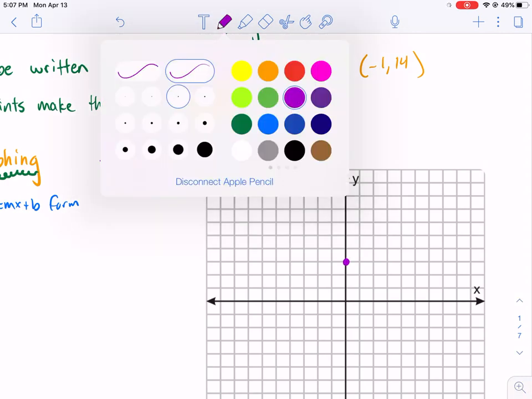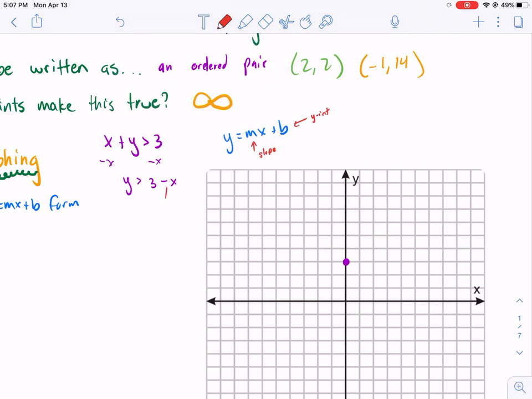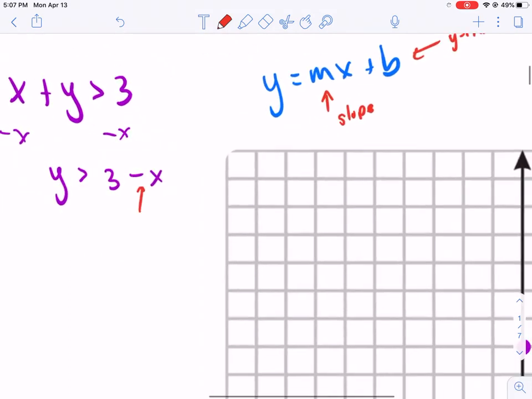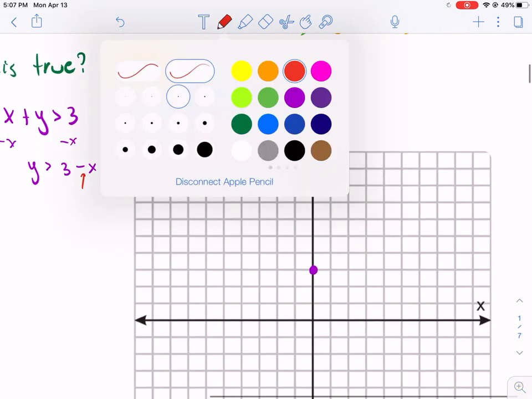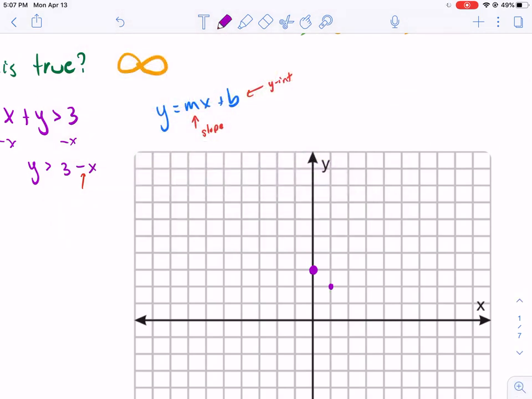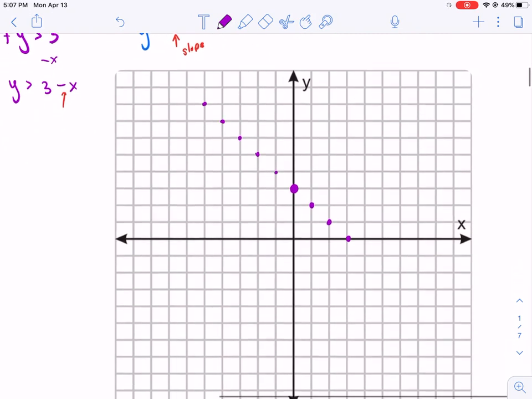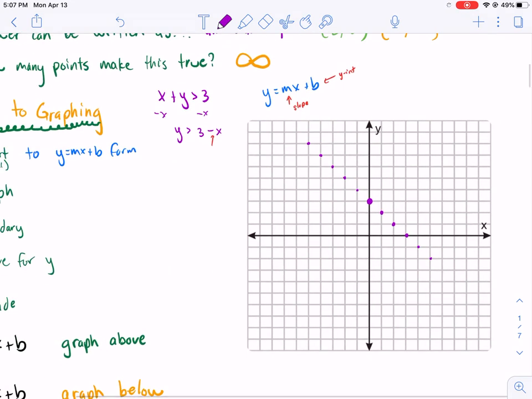It's the number in front of x. It doesn't look like there's a number, but there is. Our number is -1. So I'm going to go down 1 to the right 1, down 1 to the right 1. Okay, and when I'm doing linear inequalities, I like to make a lot of points. Okay, and I don't connect the line yet. That's very important. Okay, you don't connect the line. You don't go ahead and draw this line and connect them. And there's a reason for that.